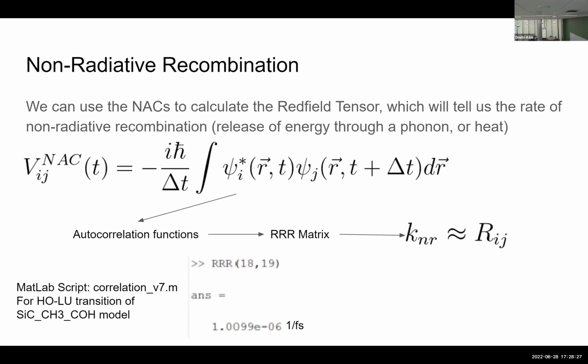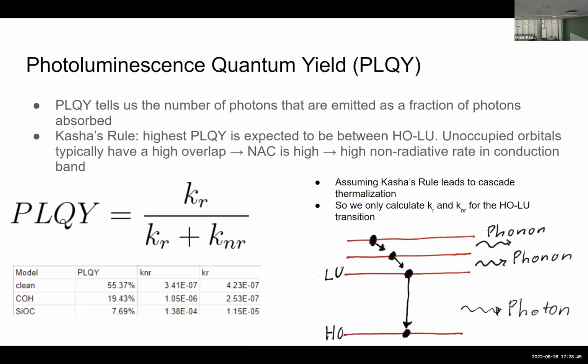Just for an example, down below, I did this calculation for one of my models for the HOMO-LUMO transition. When you run the correlation MATLAB script, the output in the triple R matrix is in inverse femtoseconds, in case you need to convert that to anything else. Combining those two rates, we get the photoluminescence quantum yield, which is a lot of words, but basically says how many photons are emitted as a fraction of how many photons are absorbed.